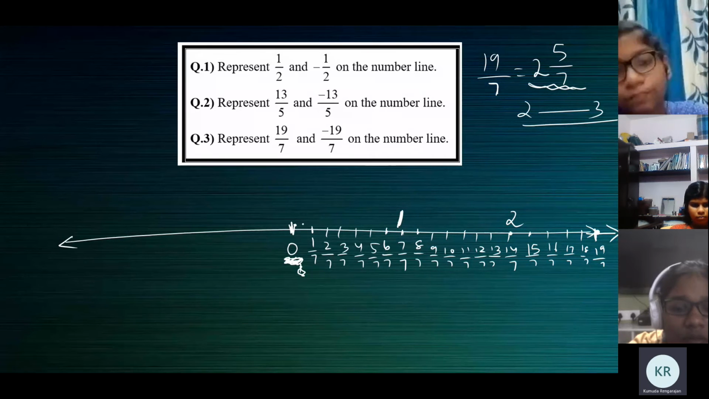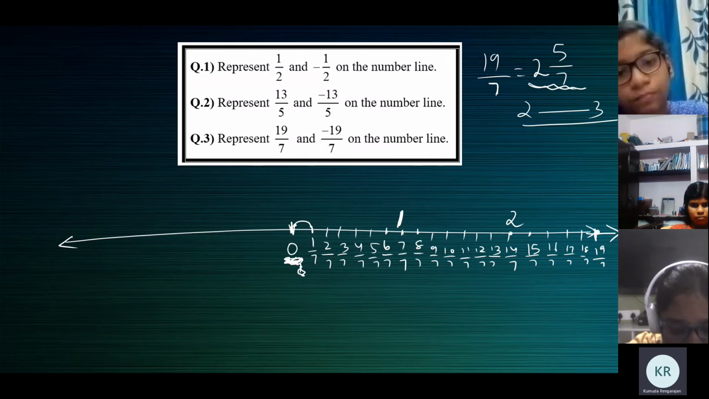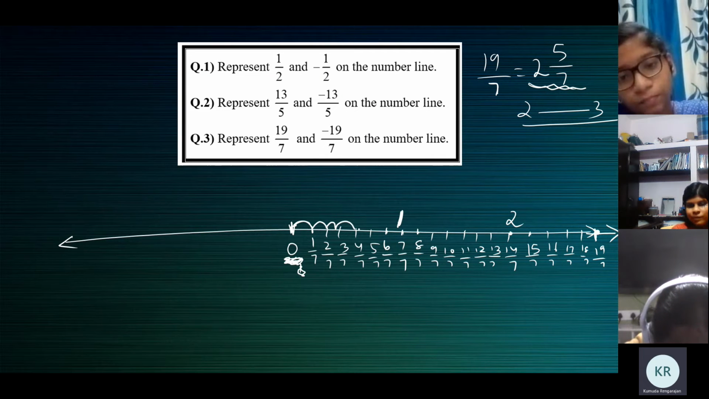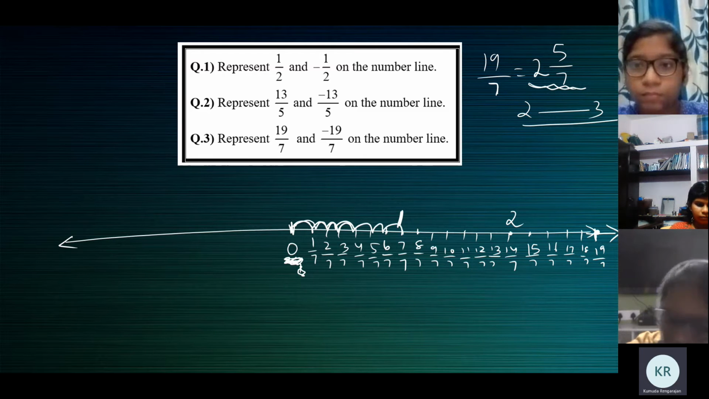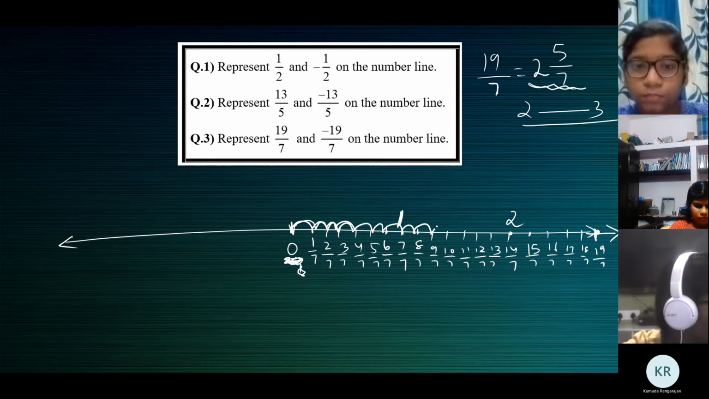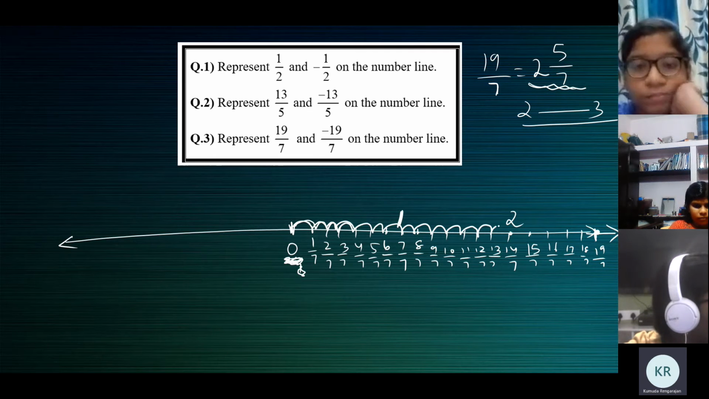Now your question will be what should be the distance between these two? The distance between any two consecutive marks must be the same. It can be anything, but it should be the same. If you take a half centimeter gap here, everywhere it should be half a centimeter. You should jump by half a centimeter everywhere.